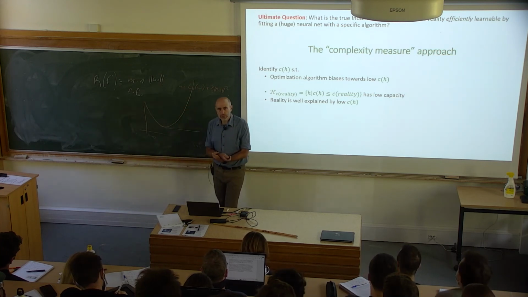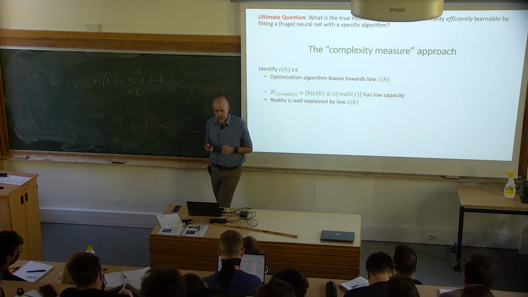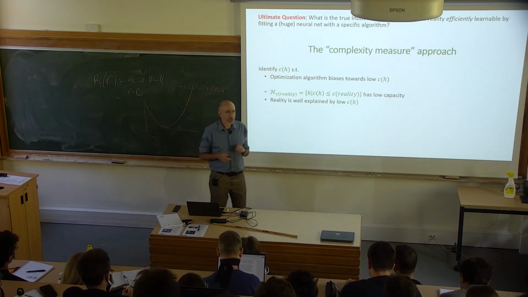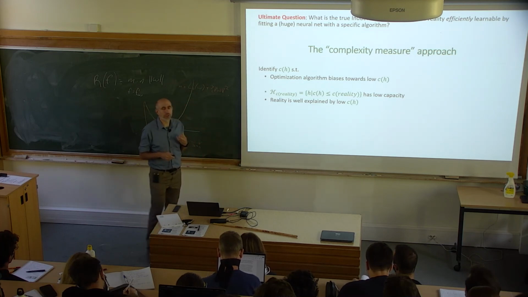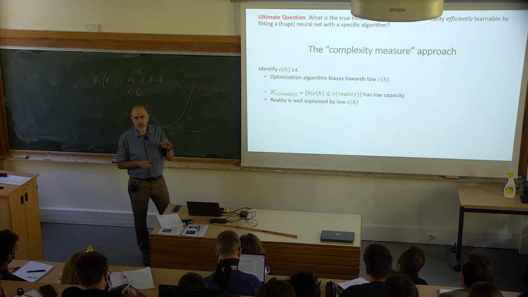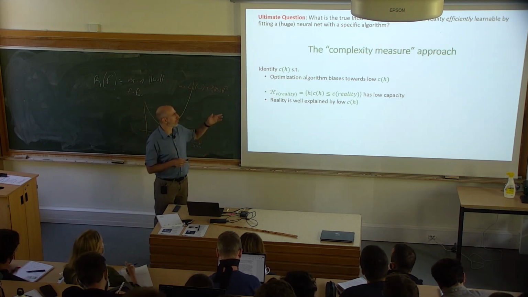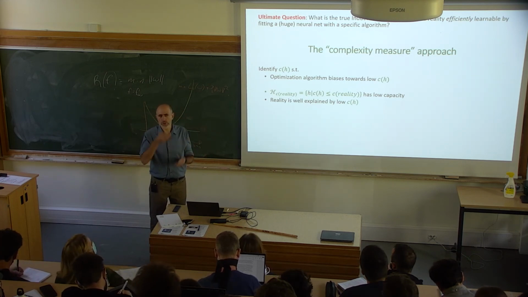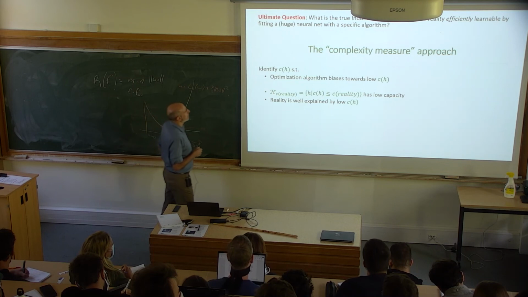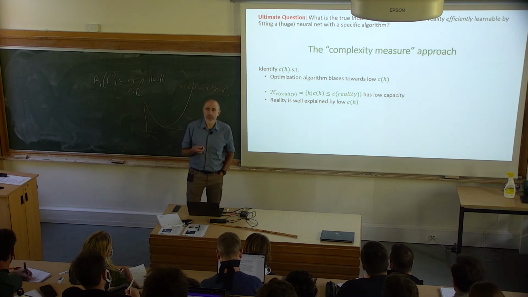So as I said, the question we'll try to uncover is, what is this true complexity measure, and the way we're going to try to address it is using this complexity measure approach. So what does a complexity measure approach mean? It means that we want to identify some complexity measure, and recall that my definition of complexity measure is any mapping from my function class or my model class to the reals, or really it's just an ordering over functions. So we want to identify a complexity measure, and then argue that optimizing the algorithm actually biases us towards lower complexity.